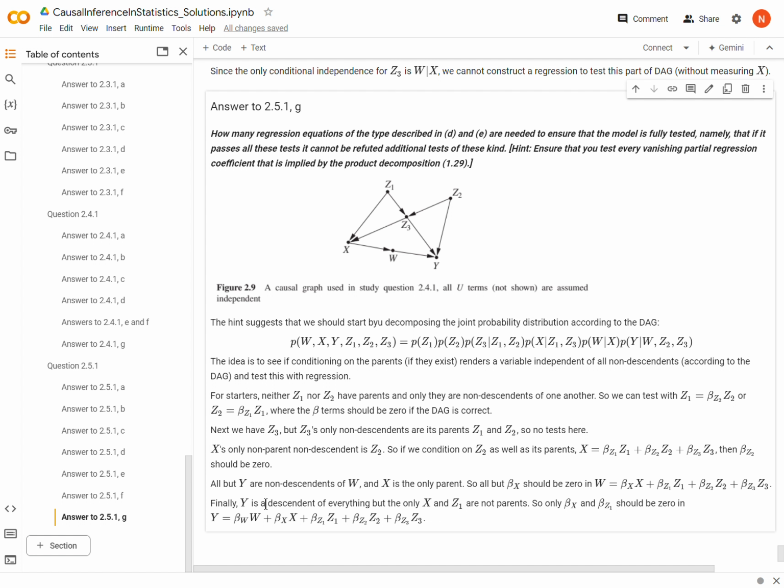Finally, we are at Y. Y has no descendants, and its parents are W, Z3, Z2. So if we regress Y onto W, Z2, Z3, as well as its non-parents, non-descendants, Z1 and X, then the coefficients for Z1 and X should be 0. In fact, we already saw this one above. Anyway, that is the answer to G, and we will call that good.